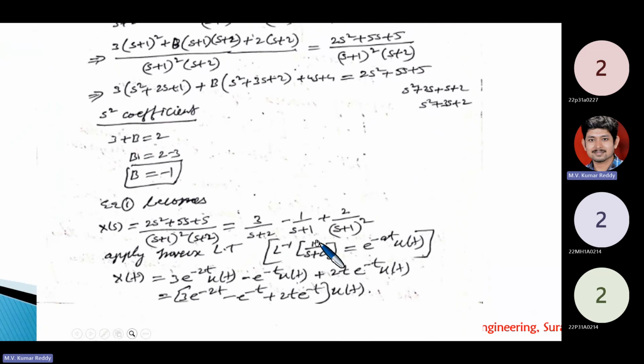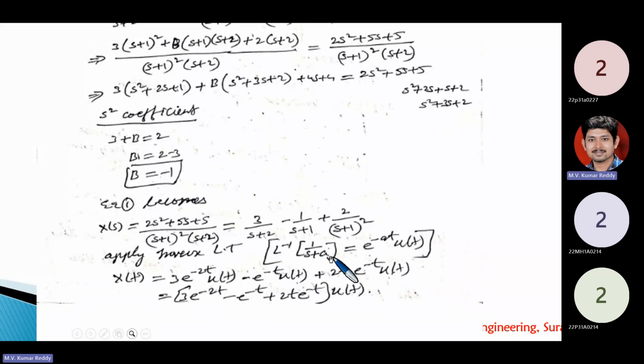Already we know 1 by s plus a is e power minus at u of t. So already you are observing that every time this formula is coming, either in the forward direction or the reverse direction. In Fourier transform or Laplace transform, this is the only formula repeating every time. That is in continuous time. In discrete time, another formula is there, that will be continued.